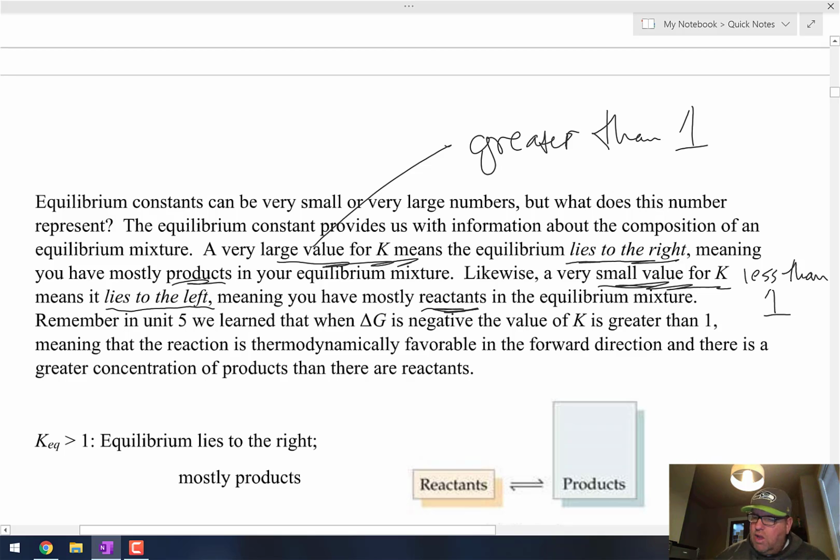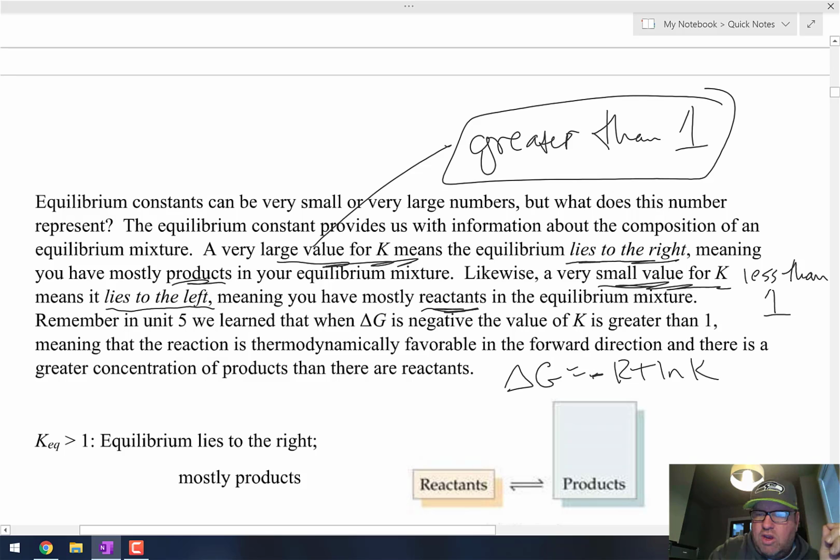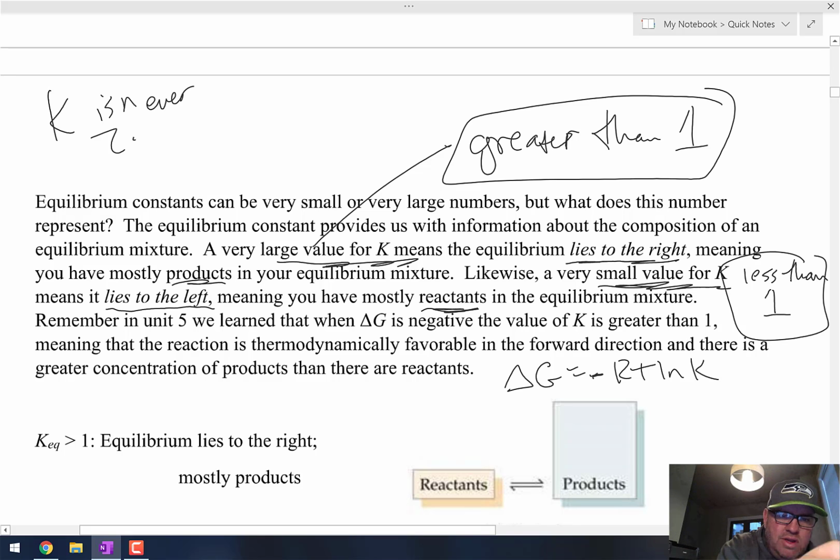Okay, and remember, going back to Unit 5, we didn't really do any calculations with this, but one of the equations that we saw was that delta G equals negative RT times the natural log of K. And K is always, as you can see here, either going to be greater than 1, less than 1, or equal to exactly 1. It's never going to equal 0. It's never going to be a negative number. K is never 0 or negative. You're just looking at whether it is less than 1 or more than 1.